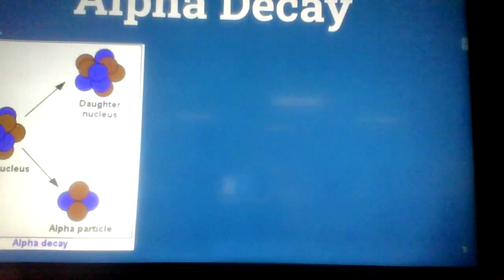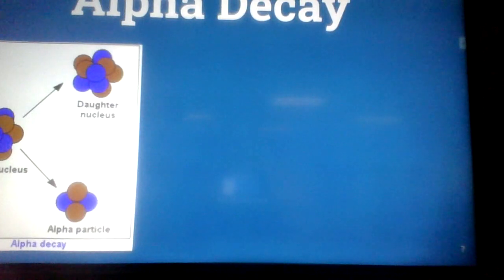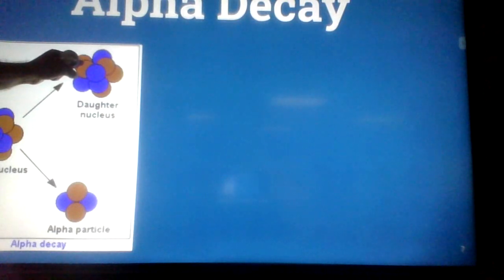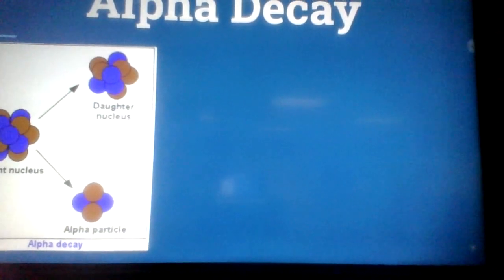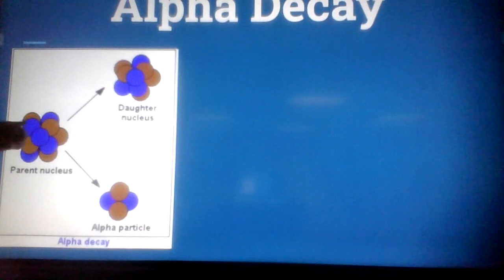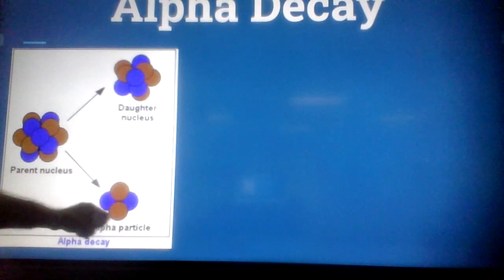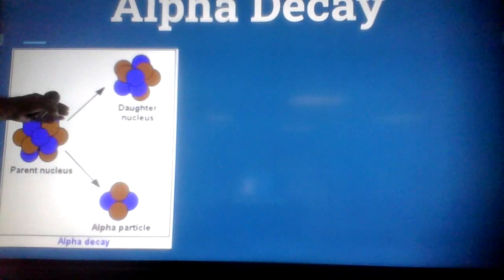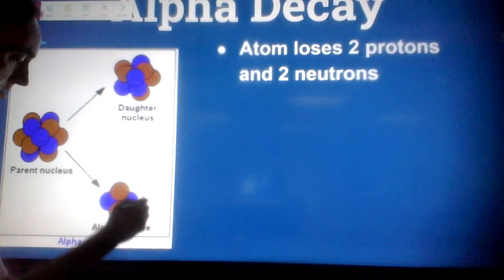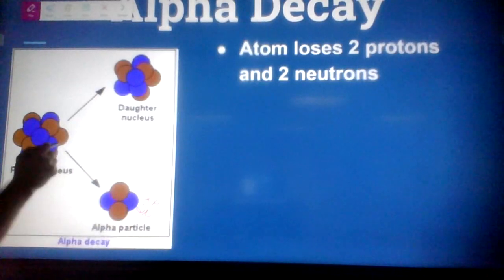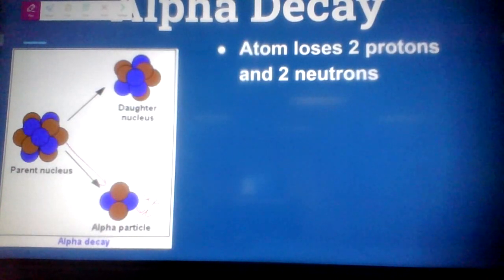Ready? In alpha decay, you see the picture on the screen. We have a parent nucleus. This is the one that's going to start splitting, as you see right here on the left. The daughter nucleus is what the atom is going to be left over, and the alpha particle is what is leaving that parent nucleus. Let me move this over, make that show up a little bit better. Okay, that looks better. The parent nucleus is going to lose 4 particles, and the daughter nucleus is what is left over. In alpha decay, the atom loses 2 protons. Let's just say the blues are the protons. So 2 protons and 2 neutrons exit the nucleus of the parent atom.